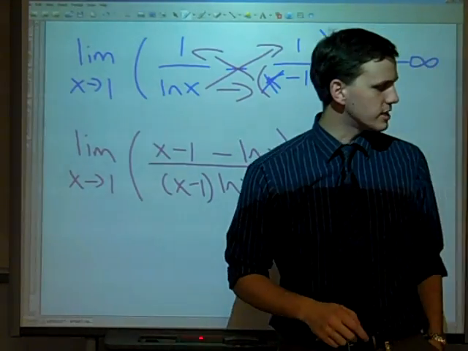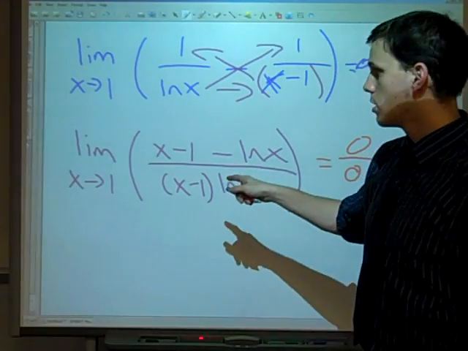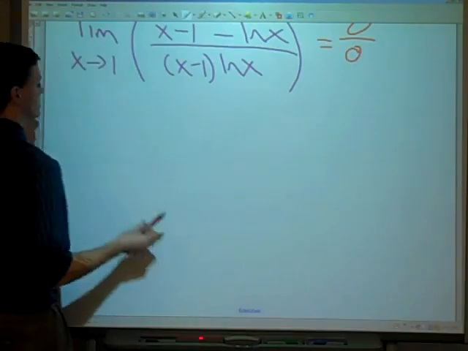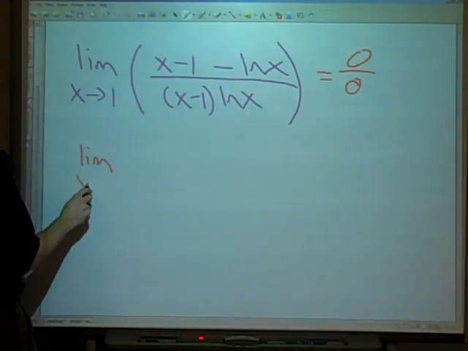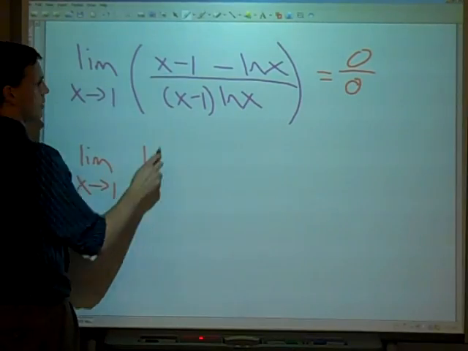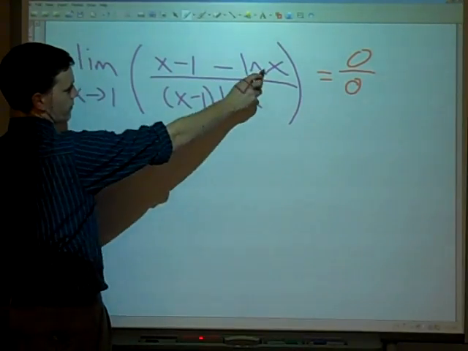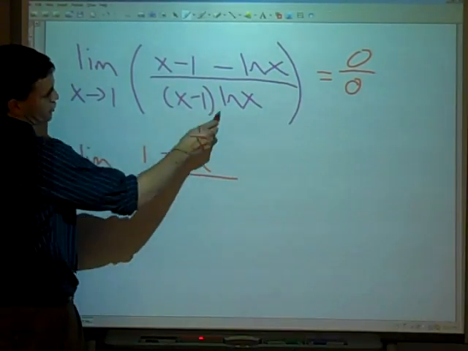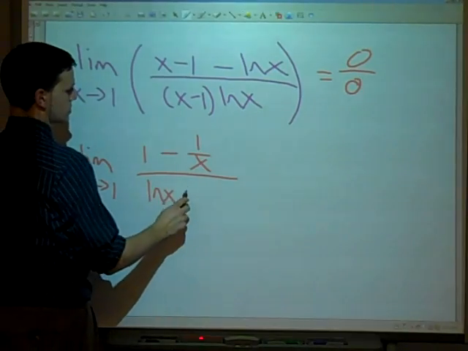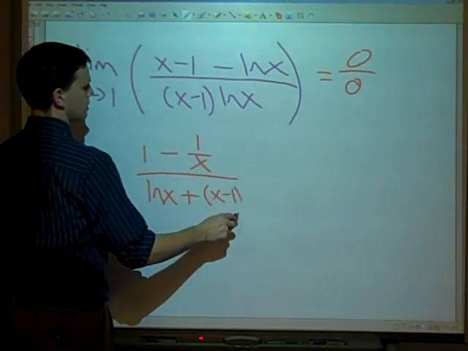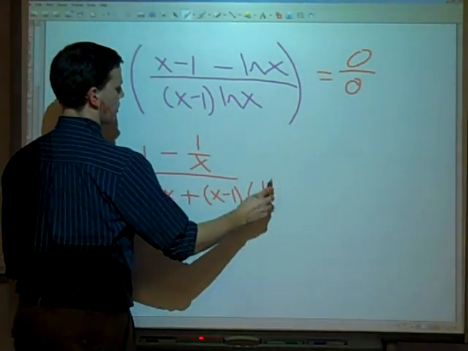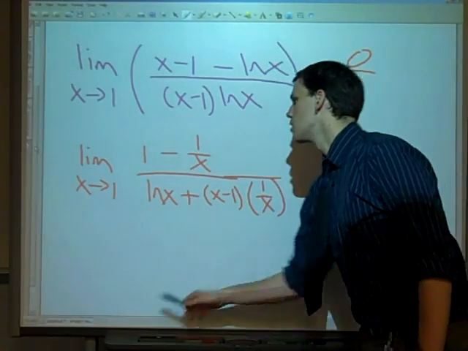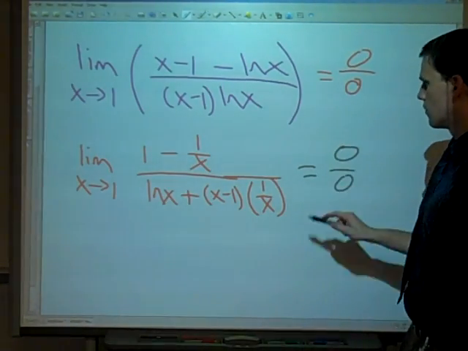So now we're in business. Okay? I need to then take the derivative. I have to use L'Hopital's rule. I'm going to take the derivative of the top over the derivative of the bottom. So this becomes the limit of x goes to 1. The derivative of x is 1. The derivative of minus 1 is 0. The derivative of the natural log of x is 1 over x. All over, product rule now, the derivative of x minus 1 is 1, so that's the natural log of x, plus x minus 1 times the derivative of the natural log of x, 1 over x. And now if I plug 1 in, what happens? We get 0 over 0.